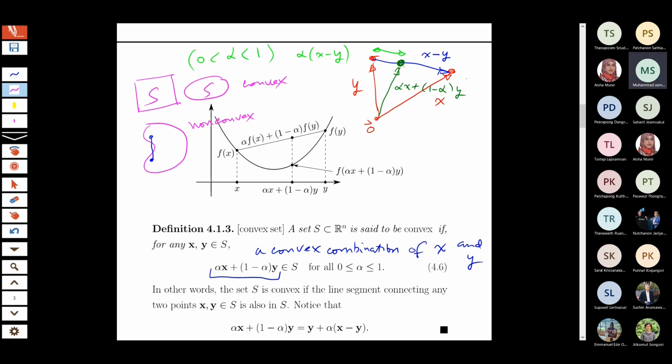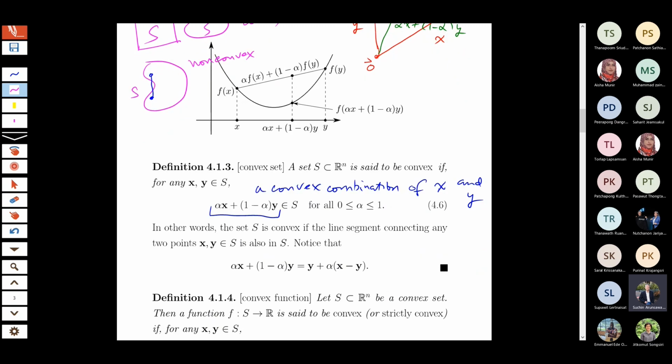Professor, which function would be like this one, which would be the non-convex? Oh, there are many. No, this is the convex set. We define only the convex set here. I haven't mentioned the convex function yet.